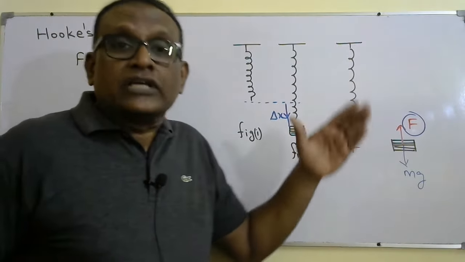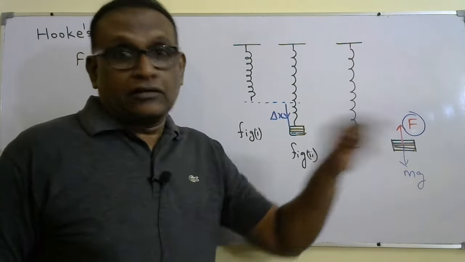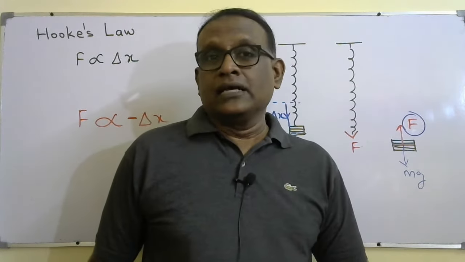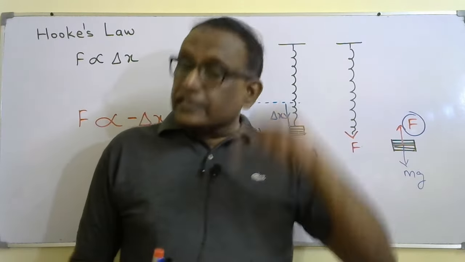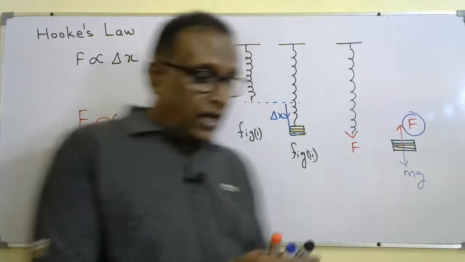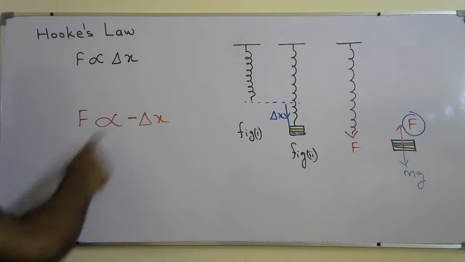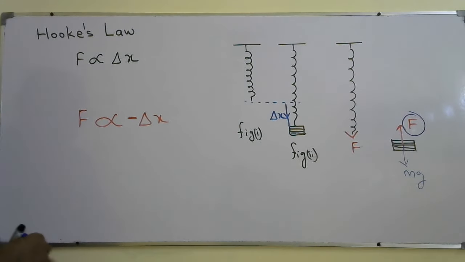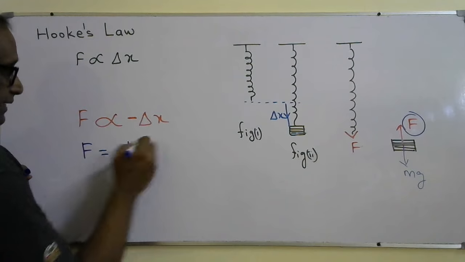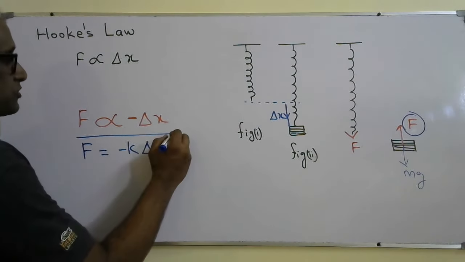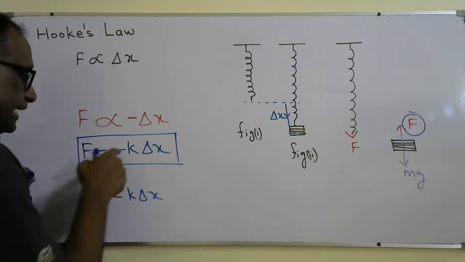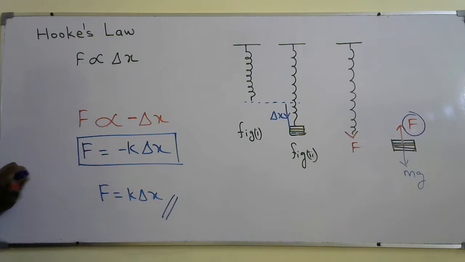In the same way, when you compress a spring, the force exerted by the spring is directly proportional to the amount of compression. The force exerted by the spring and the direction of compression are also opposite to each other. You can draw and see that. So that's the reason for the minus sign here. When we convert proportionality into an equation, there must be a constant. So there is a constant, F equals minus k delta x. This is the equation we use for Hooke's law, but when we do calculations, we use F equals k delta x. We ignore the minus sign. So this is the equation we use for calculations.